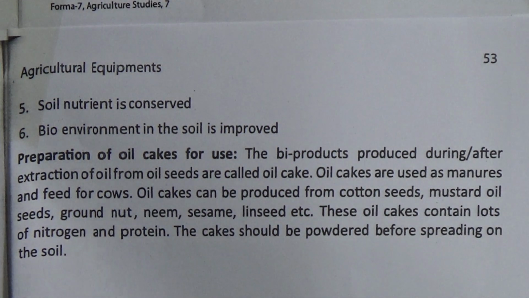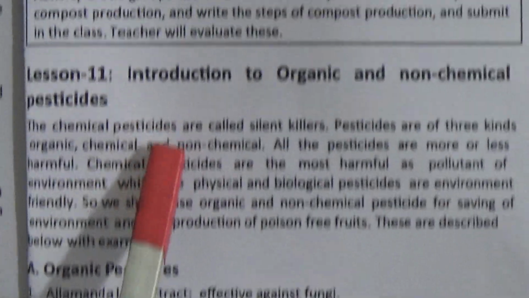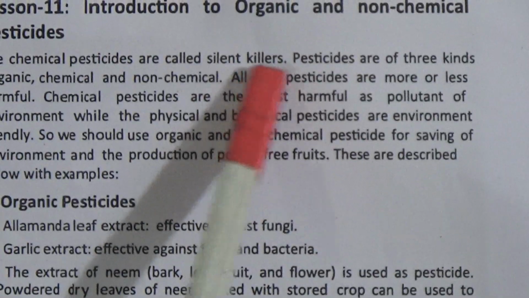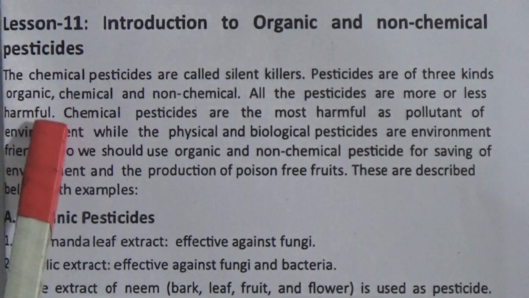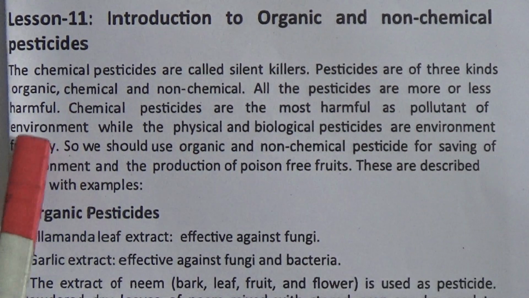Lesson 11, Introduction to Organic and Non-Chemical Pesticides. The chemical pesticides are called silent killers. Pesticides are of 3 kinds: organic, chemical and non-chemical. All the pesticides are more or less harmful.